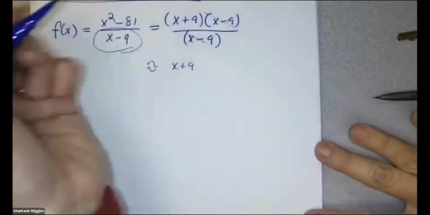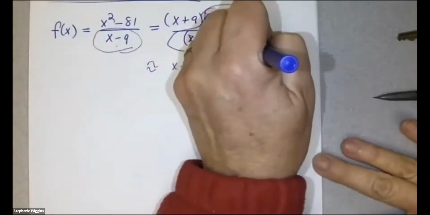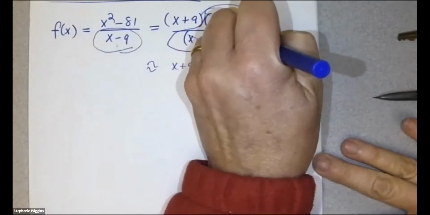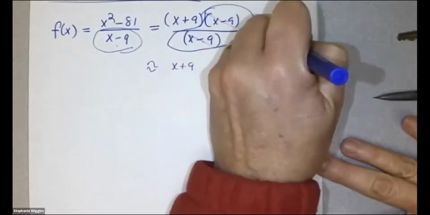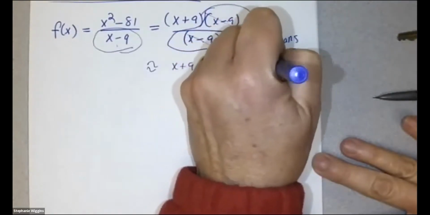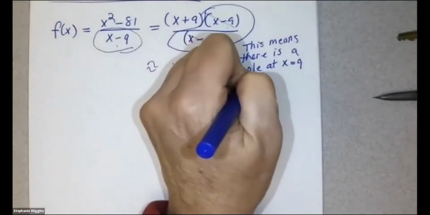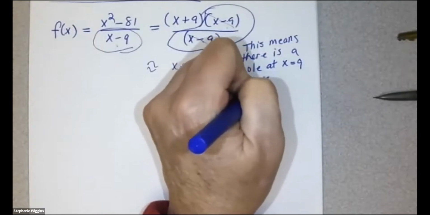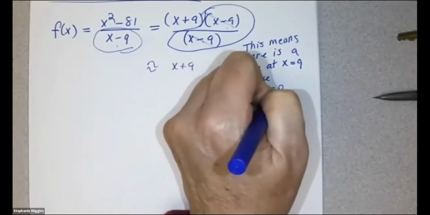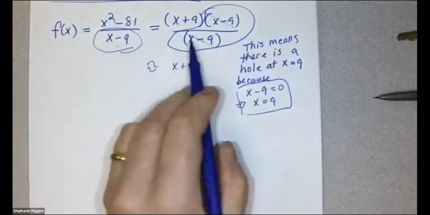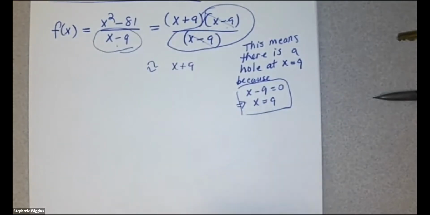x equals 9. So whenever you have a factor in the numerator and denominator that match like that, this means there is a hole at x equals 9, okay? Because x minus 9 is equal to 0 implies that x equals 9. So this factor is in the denominator, so that produces a hole.